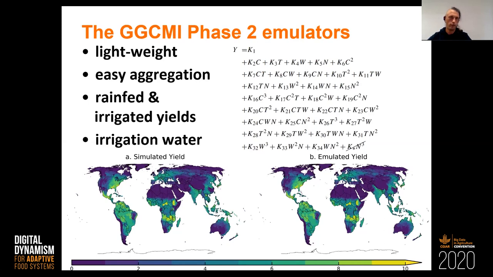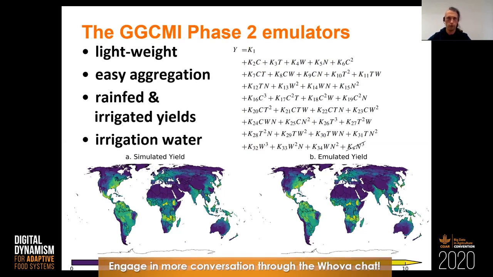They can be easily aggregated, so you can run them at the original half degree resolution, or you can aggregate the parameters already to whatever unit of simulation you are interested in, and then do the crop simulations for that unit. We separate rain-fed and irrigated yields. We also provide emulators for the irrigation water requirements. And then in principle, these emulators can be fed with any climate scenario within the range of not going to less than 50% of rainfall and not more than 6 degrees of warming.